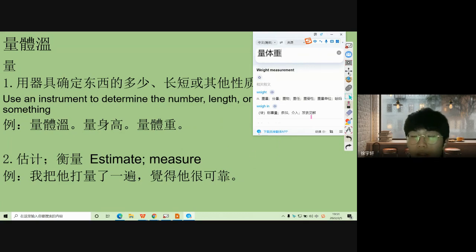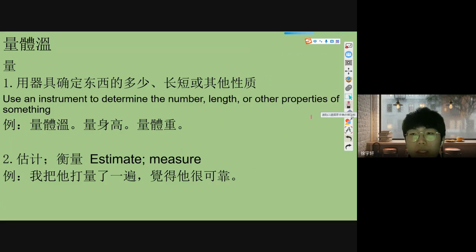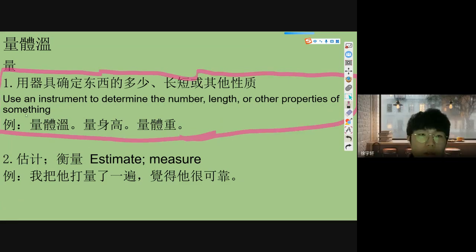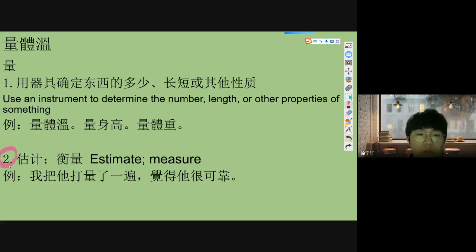Actually, when we translate 量 in English, different objects have different translations. For 体温 the verb is take, for 身高 it is measure, and for 体重 it is weigh. 量 here means to use an instrument to determine the number, length, or other properties of something. Is the first meaning good to understand? Yes. Okay.